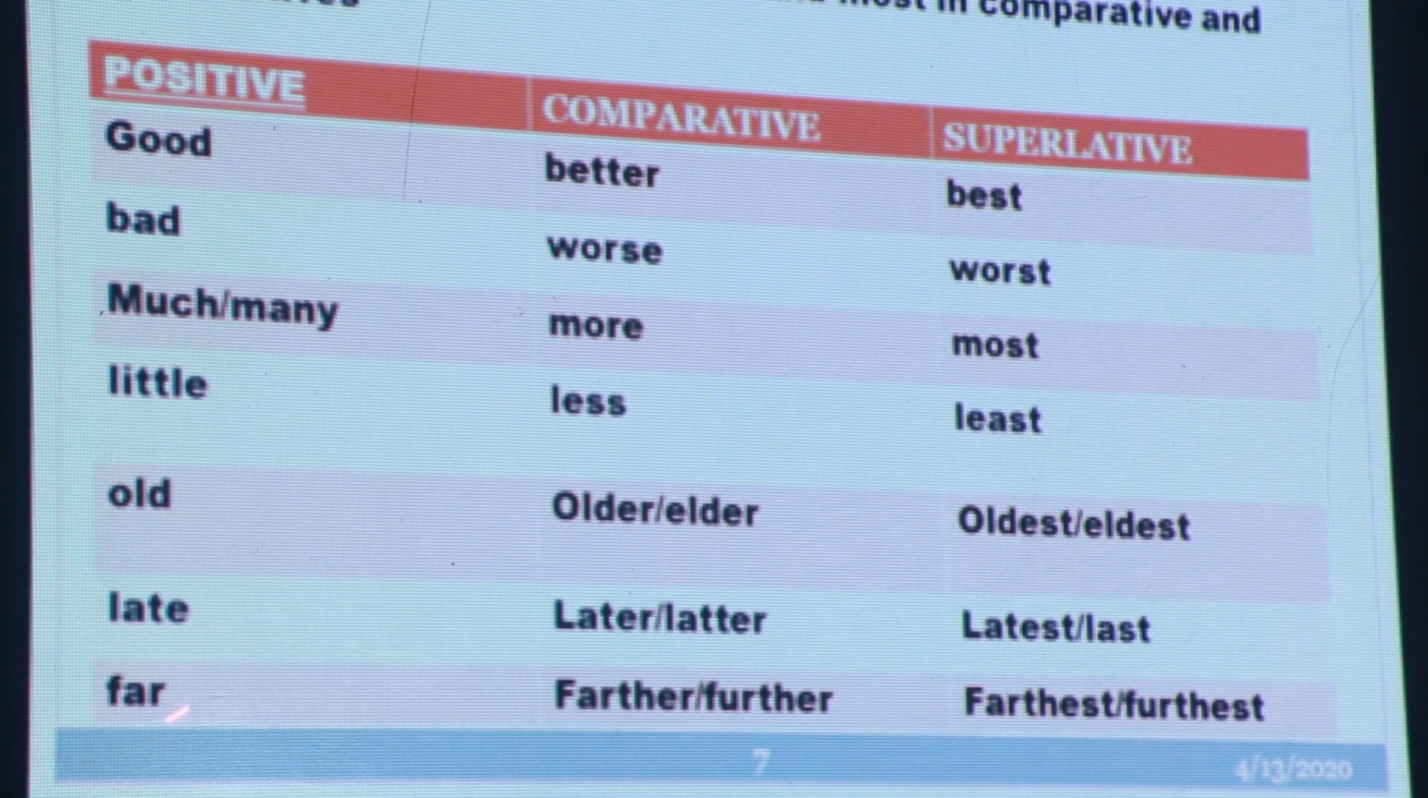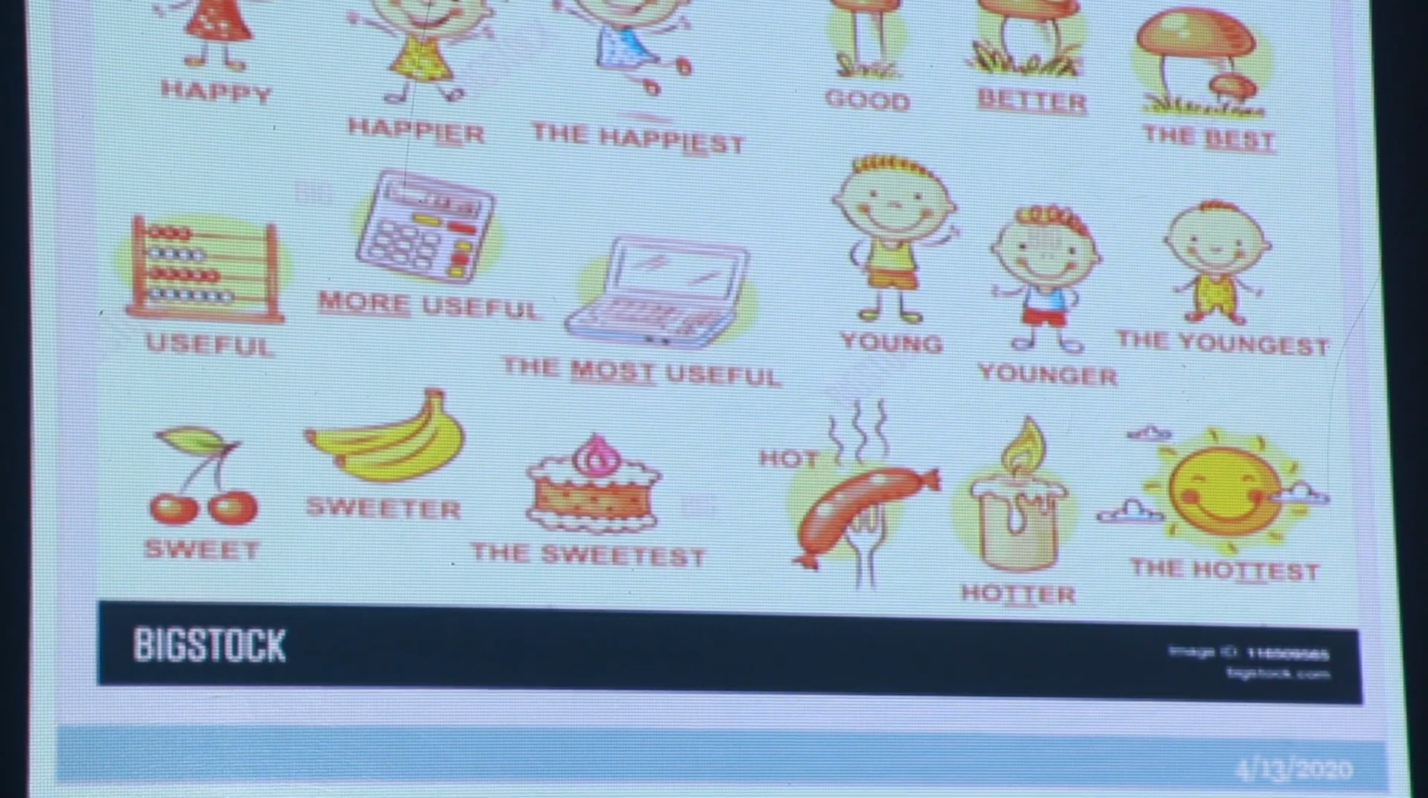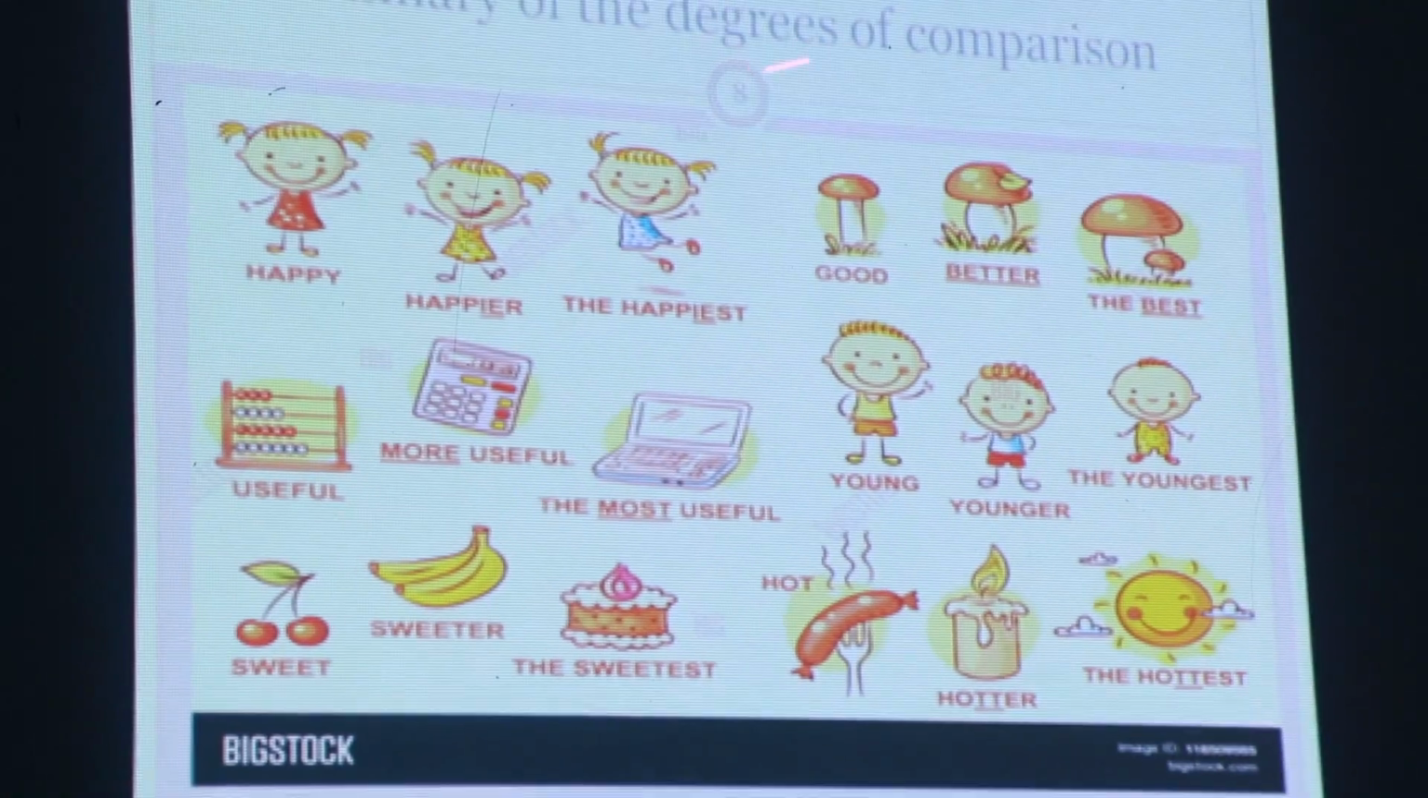Okay, the other one, late: comparative is going to be later, and latest, or later and last. As you can see, far, a positive adjective. Comparative is going to be farther or further. For the superlative it is going to be farthest or furthest. Okay, now let's do a summary of the degrees of comparison of adjectives.